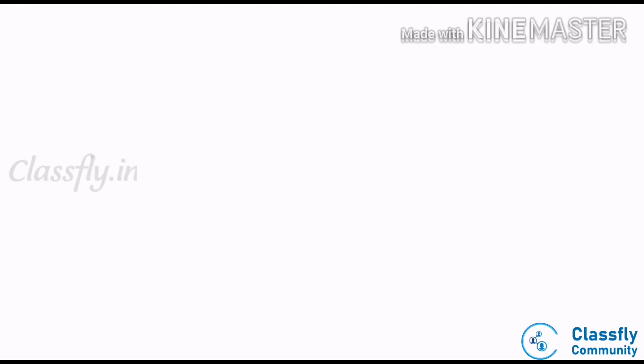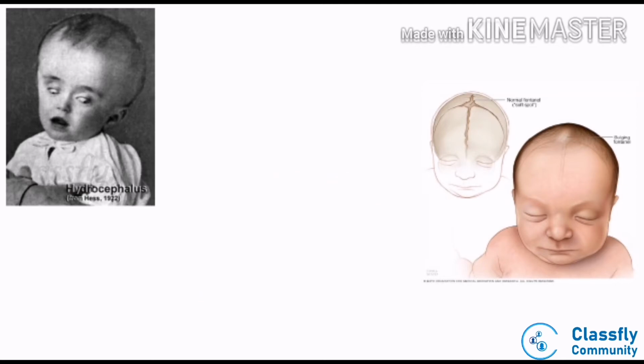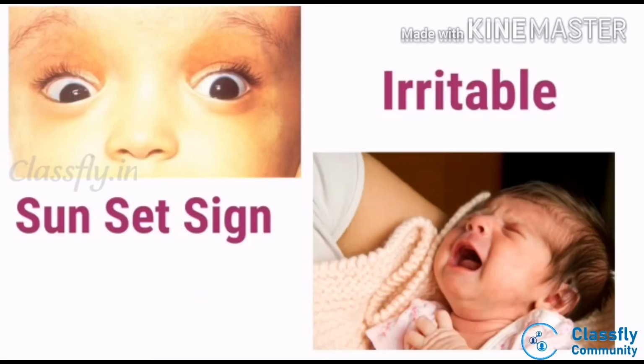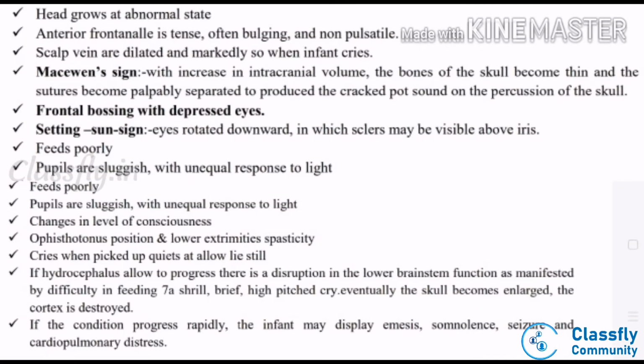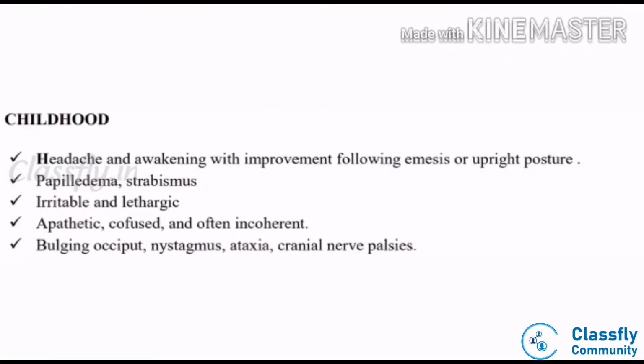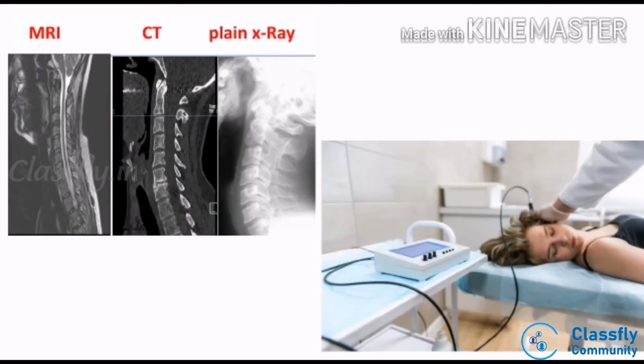Moving on to the clinical features. It depends on the child's age, fontanelles, cranial sutures, type of hydrocephalus, etc. Its main features are enlargement of the skull, widely separated sutures, delayed closure of anterior fontanelle, tense bulging fontanelle, Macewen sign, sunset sign, etc. In case of older children, headache, nausea, vomiting, papilledema, irritability, apathy, bulging occiput can all be present. Moving on to the diagnosis, mainly MRI, CT, X-ray, echoencephalography.